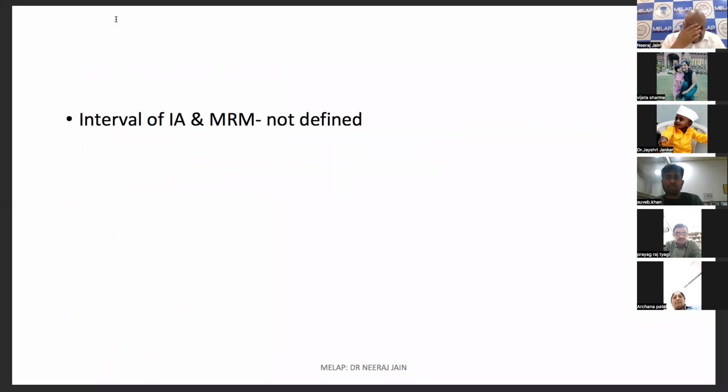In this standard, they have not defined internal audit and management review meeting interval. So what you can do, whatever you were doing previously, once in 12 months, you can continue with that because they have not defined anything.